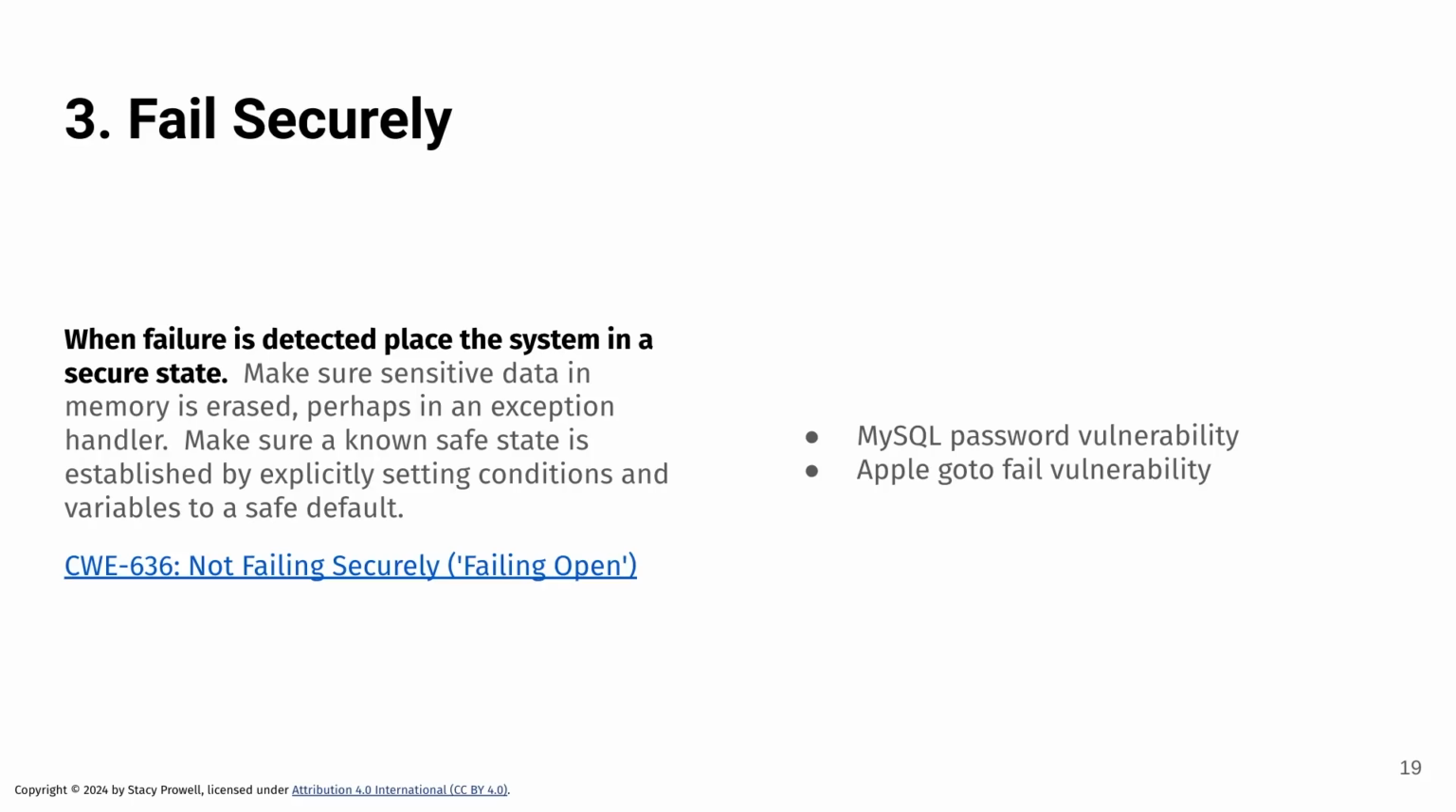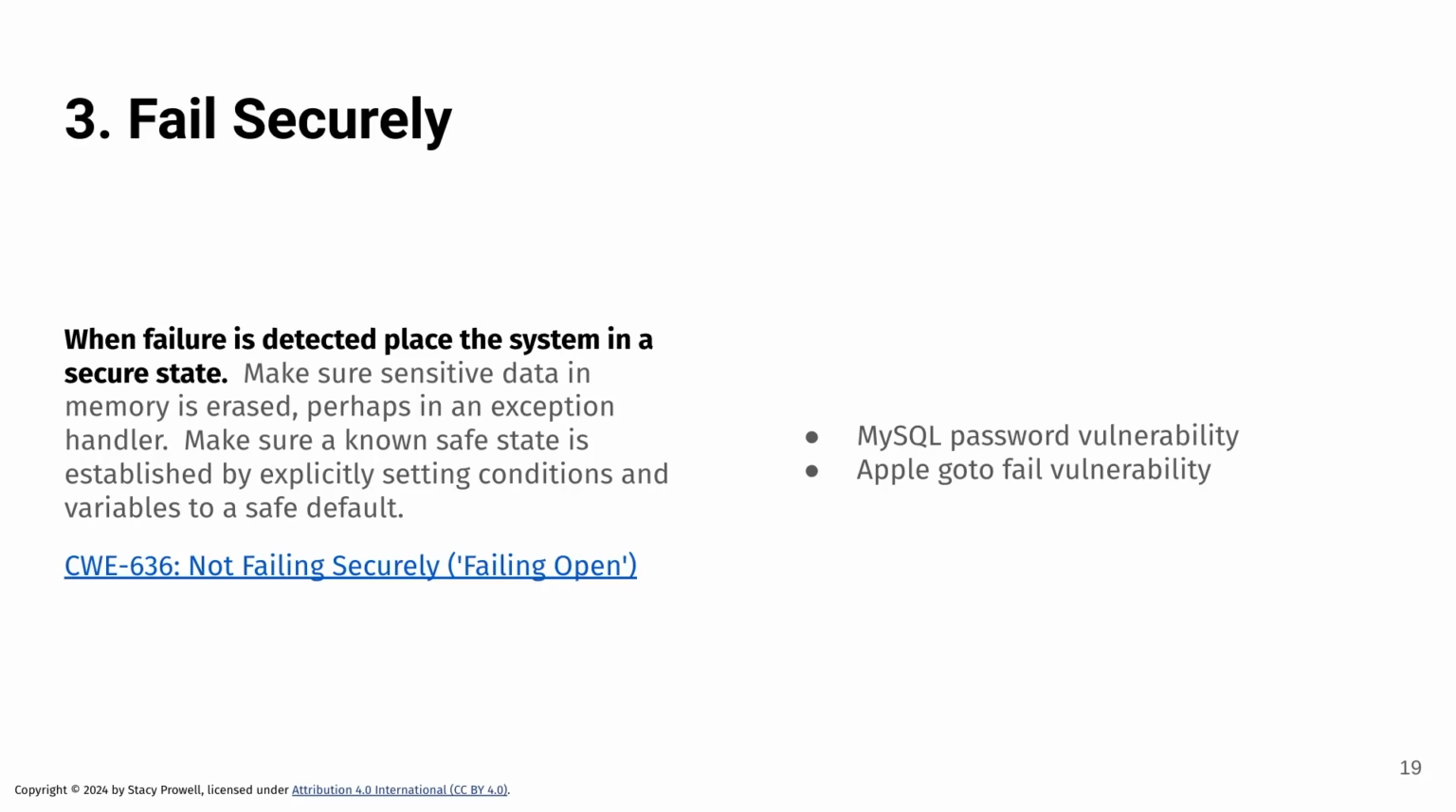Figure out what that looks like for your software. Explicitly set those conditions. Set up the local variables, make sure everything's erased or cleared or whatever whenever you detect a failure. It's not easy, but if you want to be secure, that's what you need to do.